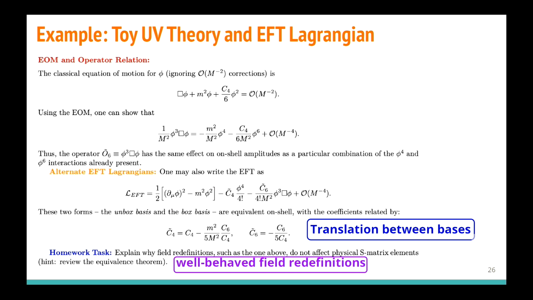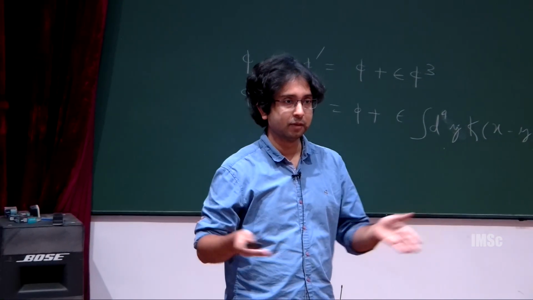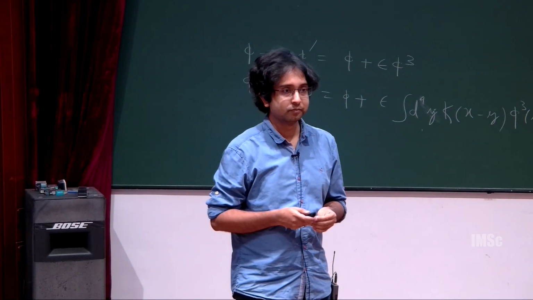So you said S matrix elements are invariant under these field redefinitions? Yes, but there will be a Jacobian which would be different under these field redefinitions, but when we integrate it out, it shouldn't be there.